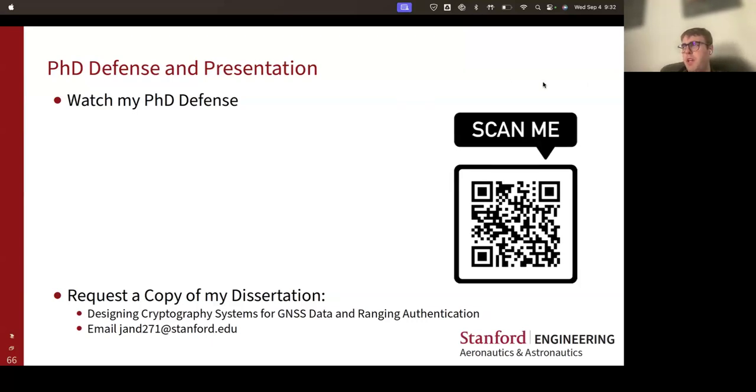But let me clarify, even at that 30 C over N0 level, there should be a 10 to the minus 9 false alarm and 10 to the minus 9 misdetection requirement. So hopefully that's good enough. I think that's like one every 150 years or something.